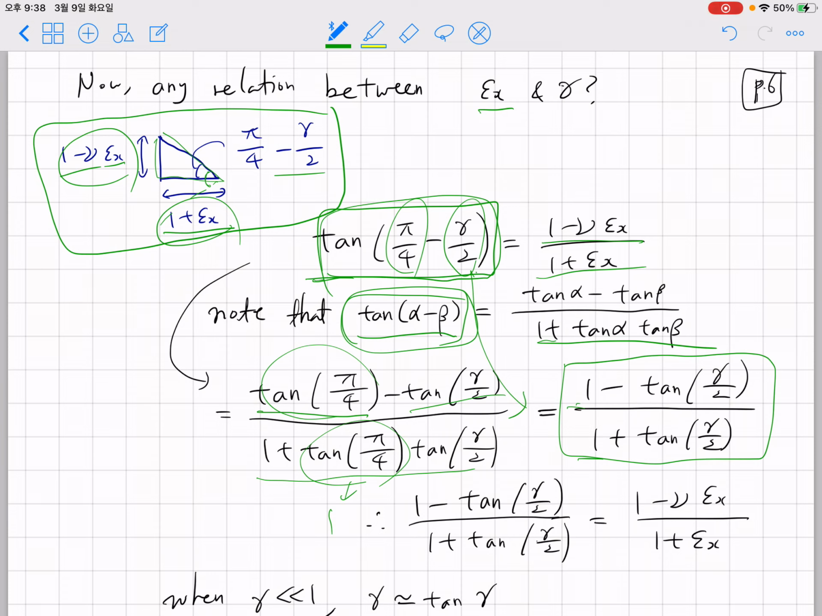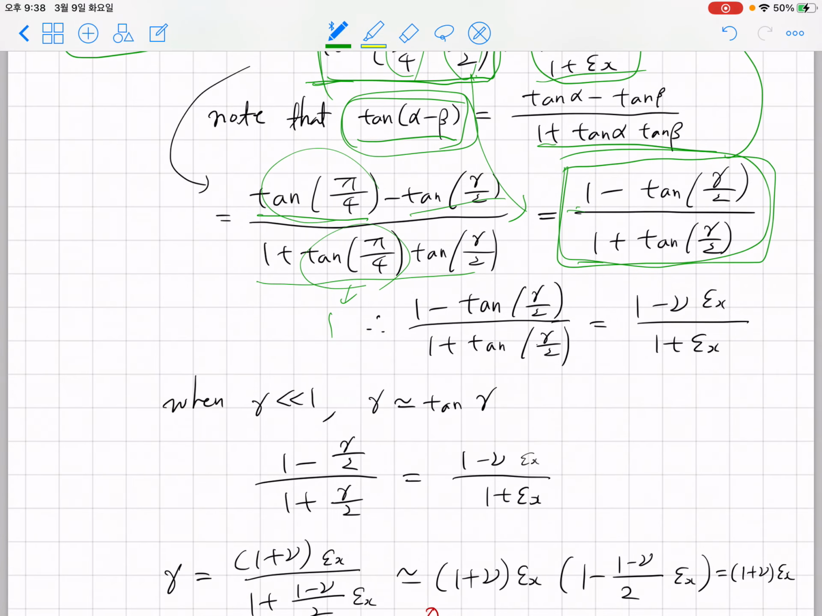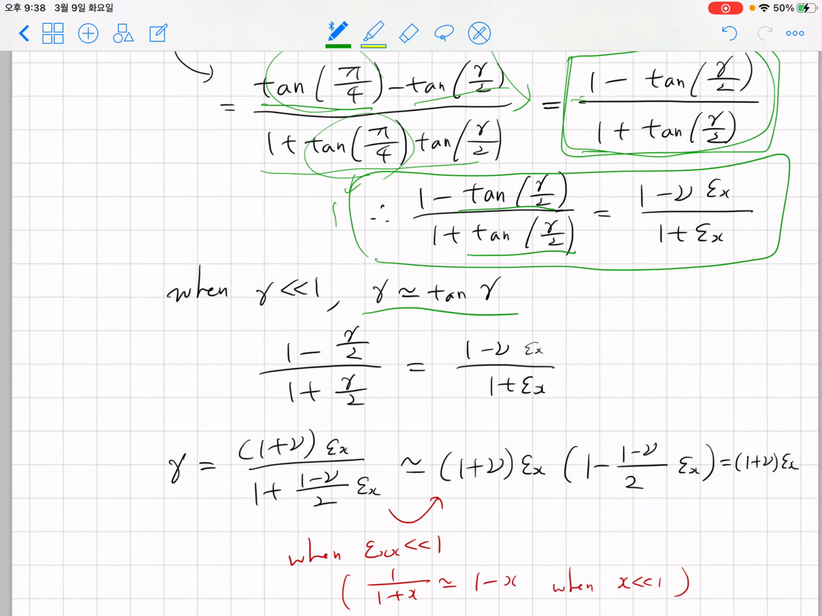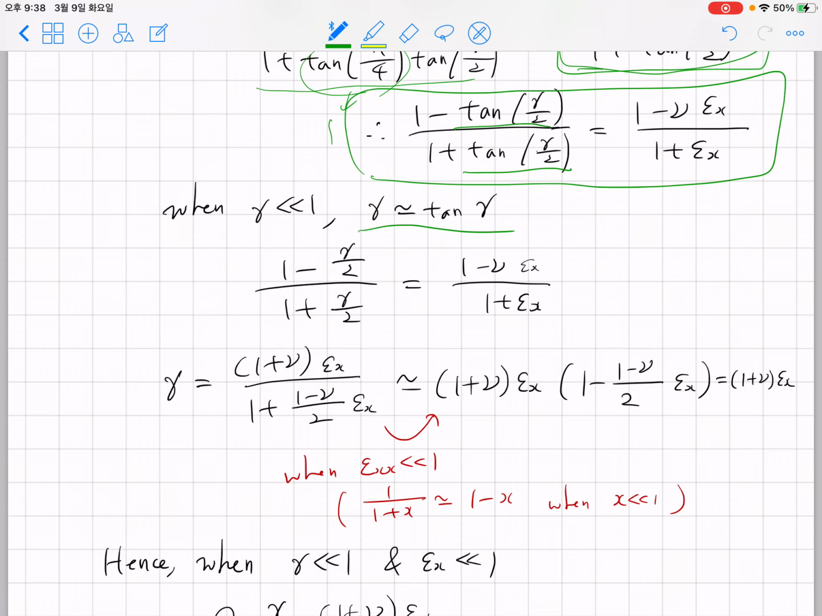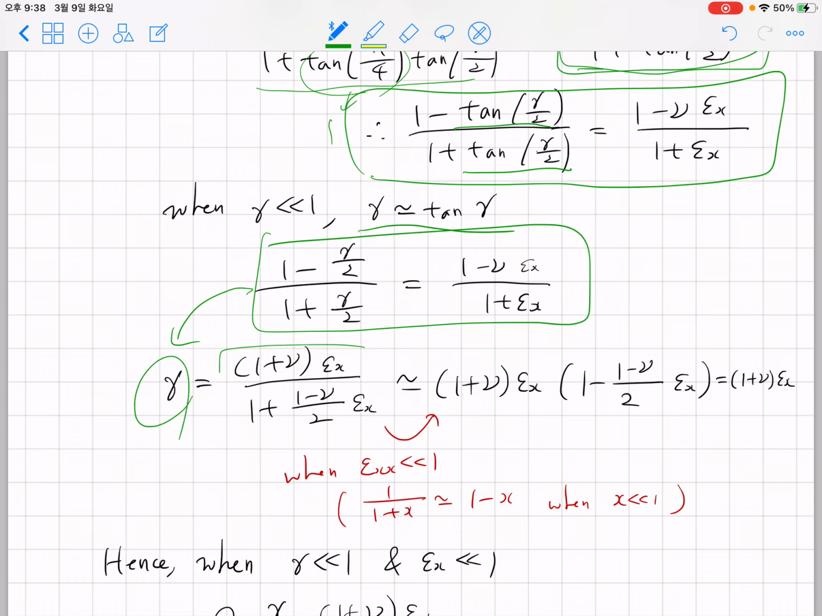Okay, now if you look at this and this, you can make a relationship between epsilon and gamma in an easier way. This is our exact equation. When the deformation of the material is really small, when gamma is really small, gamma can be approximated as tangent gamma. You can rewrite this as gamma over 2, and this as gamma over 2. Then you can massage the equation so that you put gamma on the left hand side and all the other terms on the right hand side.